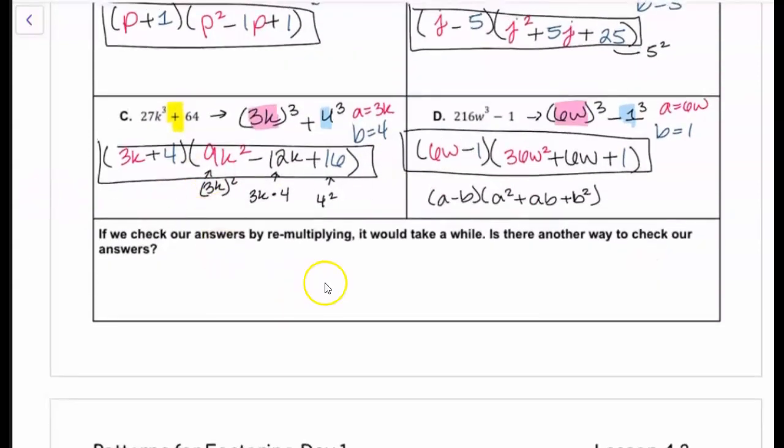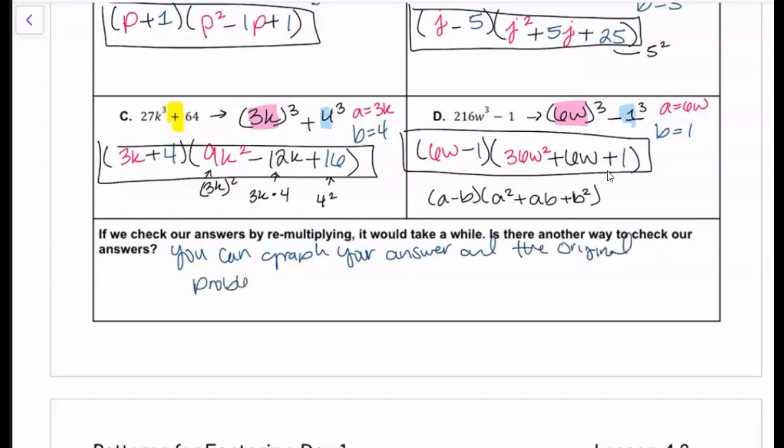Now this time, if you check your answers by remultiplying, it will take a while because you'll have to multiply a times a squared, a times ab, a times b squared, or in this case, 6w times 36w squared, 6w times 6w, 6w times 1, then negative 1 times here, negative 1 times here, negative 1 times here. That takes too long. So another thing you can do is you can graph your answers, and the original problem. And if they overlap, then you've done it correctly.